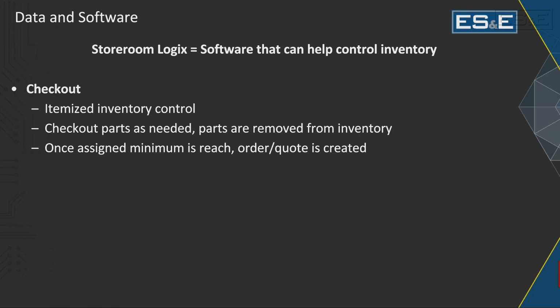The way Storeroom Logics works is you can use a checkout system. It works like your storeroom is Amazon. Your technicians or your storeroom manager can come in and check out certain items. It takes it out of your on-hand inventory. Once it hits a certain level, a minimum, it'll automatically order it, usually from us, but you can set it up to have different vendors. Just send them an email and say, hey, we need this now, we're out.